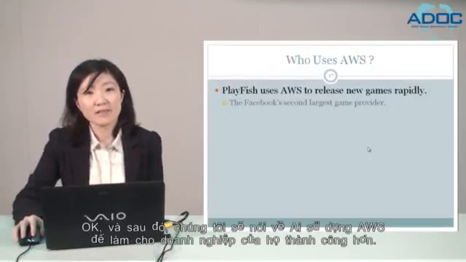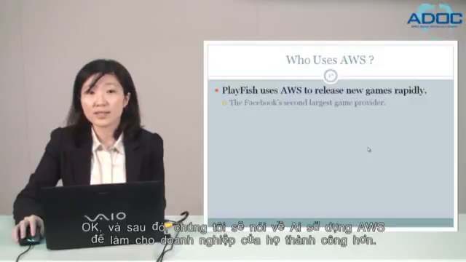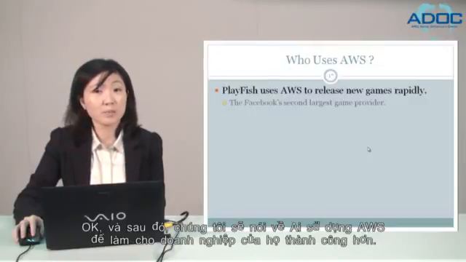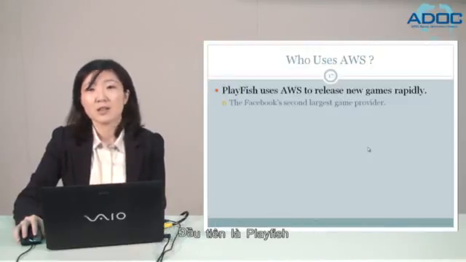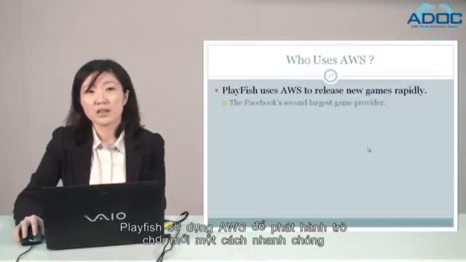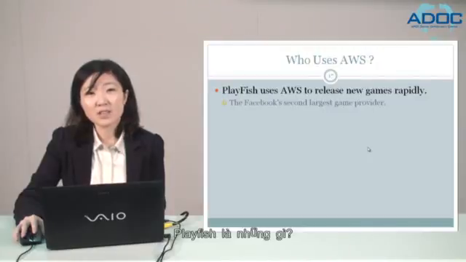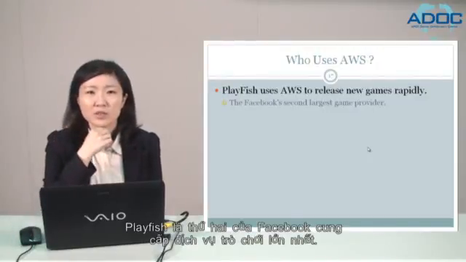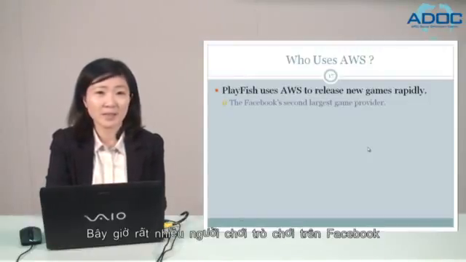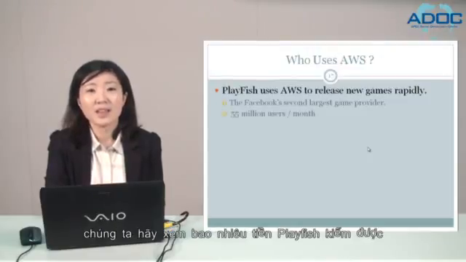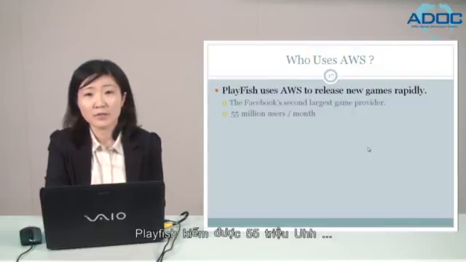Okay, and then we'll talk about who uses AWS to make their business more successful. The first one is Playfish. Playfish uses AWS to release new games rapidly. And what is Playfish? Playfish is Facebook's second largest game provider now. So many people play games on Facebook. And let's see how much money Playfish earns.